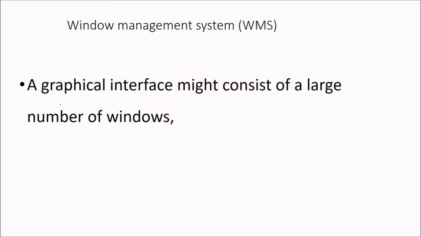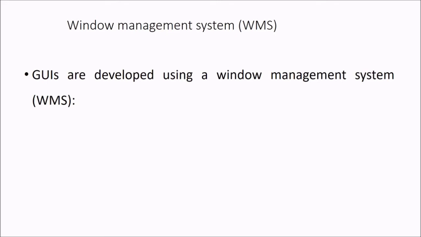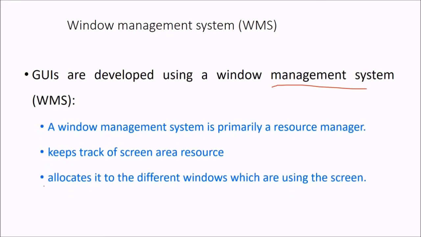Then in a window management system, a GUI might consist of a large number of windows. So it is necessary to have a systematic way to manage the windows. We can manage these windows in a systematic or planned manner. For that we have the window management system, WMS. GUIs are developed using a window management system, WMS. What is this WMS? It is actually a type of resource manager only, and it keeps track of screen area resources, and it assigns or allocates them to the different windows which are using the screen.